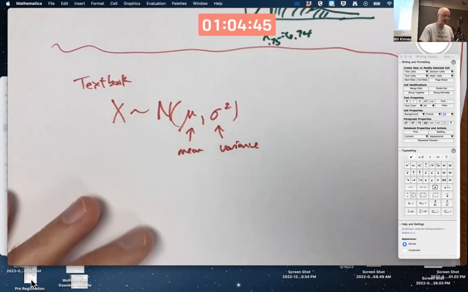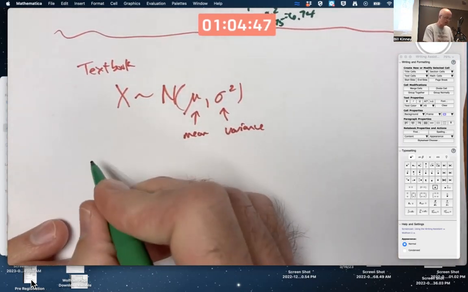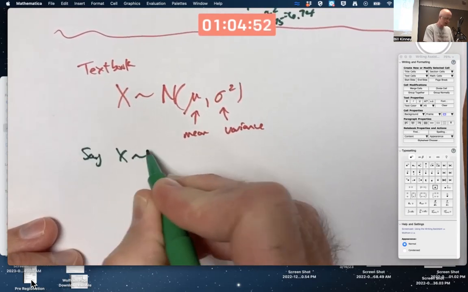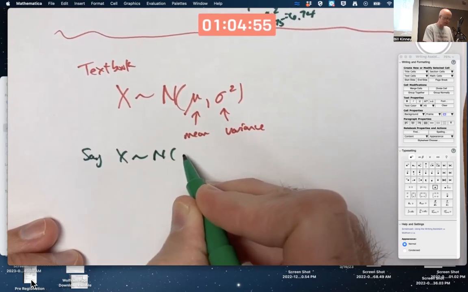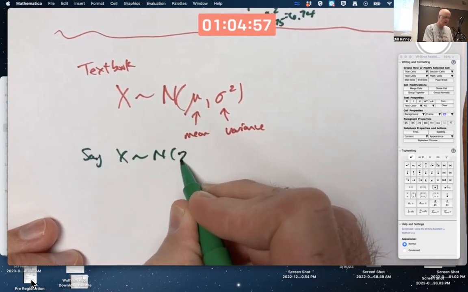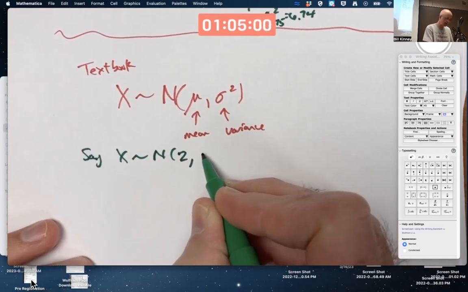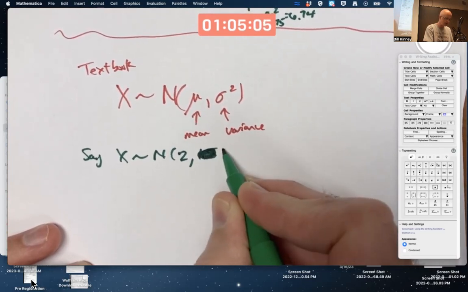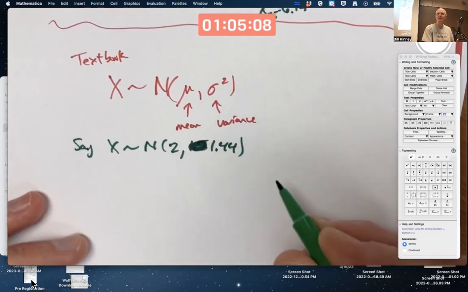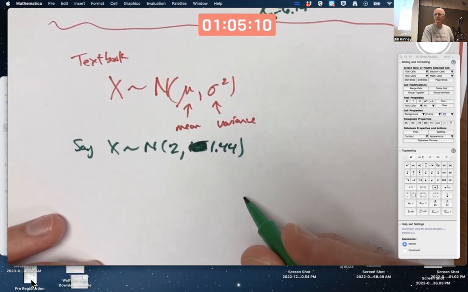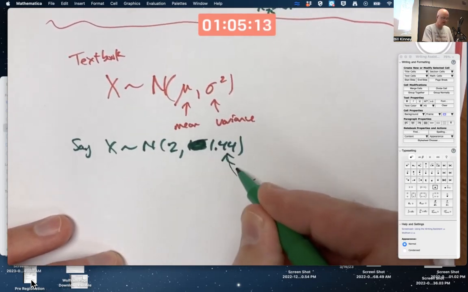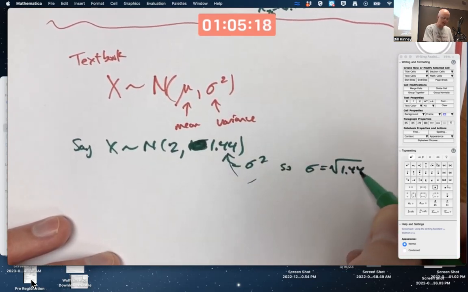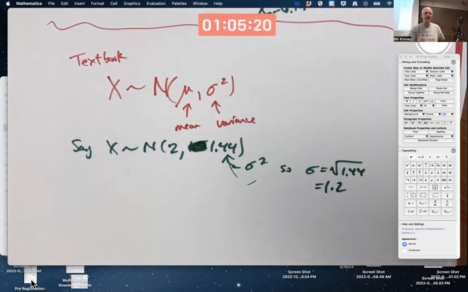I showed you how to use Mathematica to compute a probability. Let's do a probability with the calculator as another example. Say X is normal with mean, what was the example I just did? Mean 2 and variance 1.5. Should we do that? Sure, why not? Well, let's make it come out nice. Let's do variance 1.44. So this is sigma squared, so sigma is the square root of 1.44, and that will be exactly 1.2. I'm trying to make it come out nice.